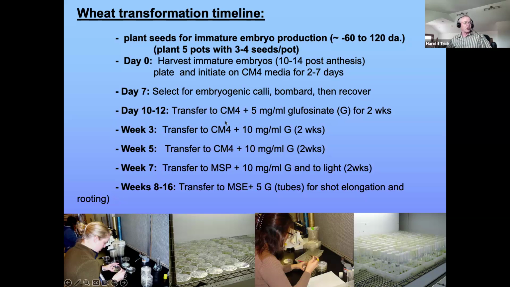CM4 is our callus induction media. And then after about a week or so, we'll transfer those over to glufosinate for about 6 weeks, and then we move those to shoot production media. Once we start seeing some good shoots coming out, we transfer that to another media called shoot elongation media. And so the shoots will start elongating.